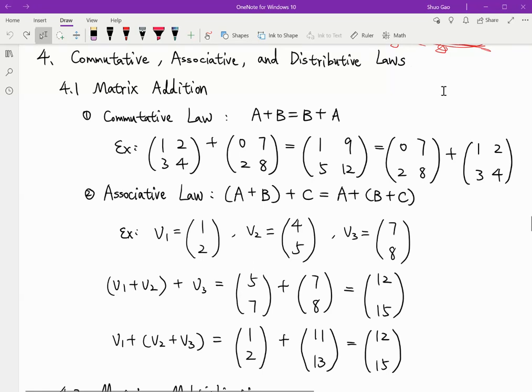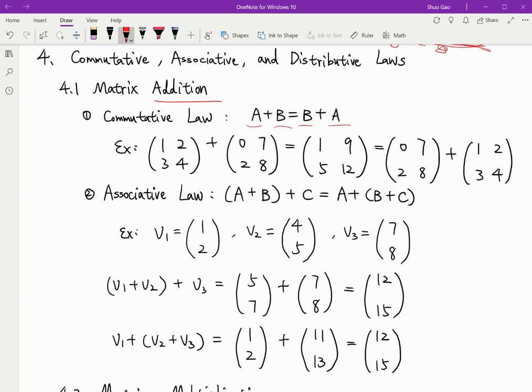Let's continue chapter 4 and talk about commutative, associative, and distributive laws of matrices. So first is the matrix addition. And first let's talk about the commutative law. It's very easy to understand. It says that matrix A plus matrix B is just the matrix B plus matrix A, right?